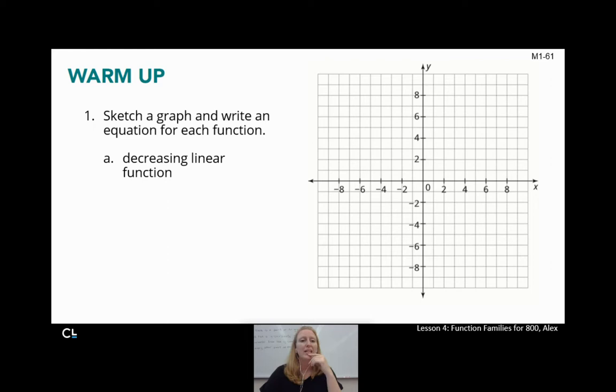There are wrong answers, but there's no one right answer here. There are a lot of right answers here. See what you can do. Now that we've talked about our function families a little bit, let's see if we can press this a little further. Go ahead and hit pause to work out your warm-ups A and B, and then hit play when you're ready to check your work.